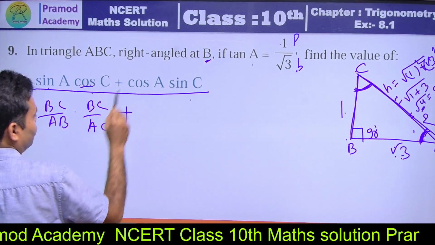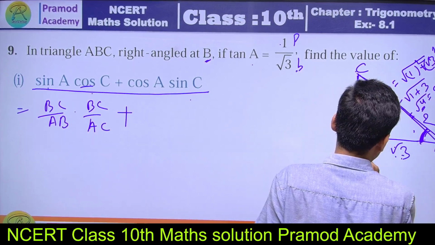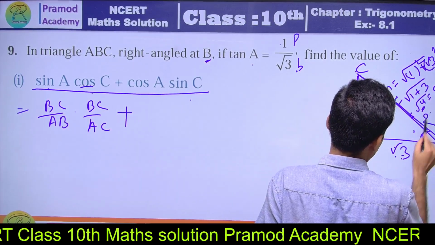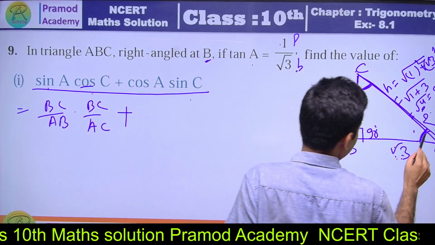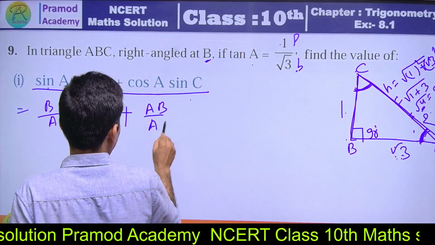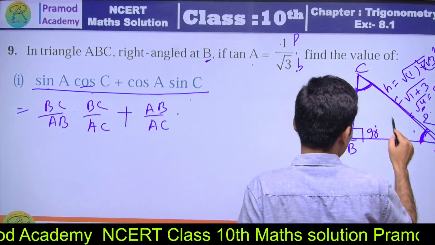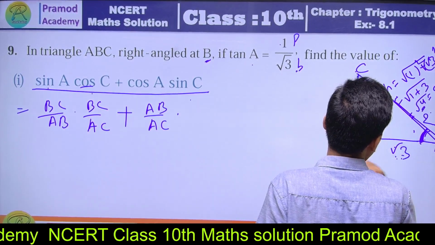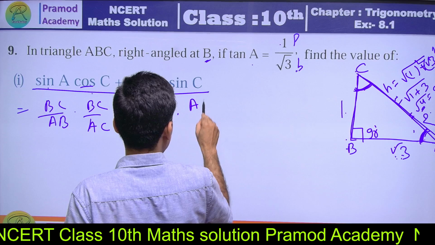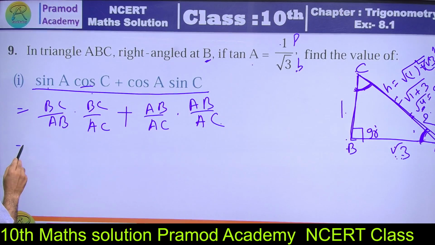Now plus cos A. For this angle, it is B by H, so AB by AC. And sin C into sin C. For this angle, P by H, so AB by AC. Now we can put the value of all sides.